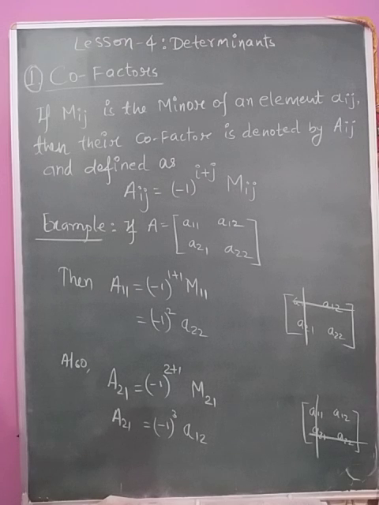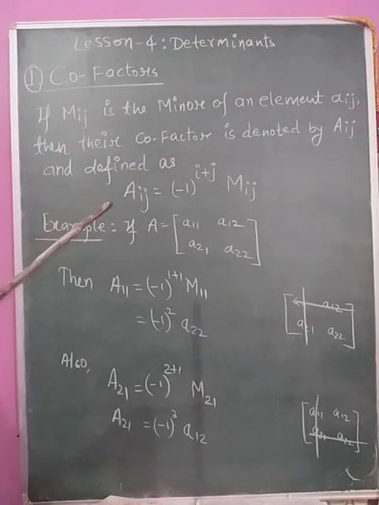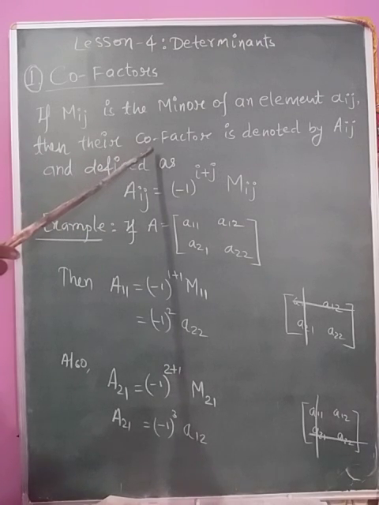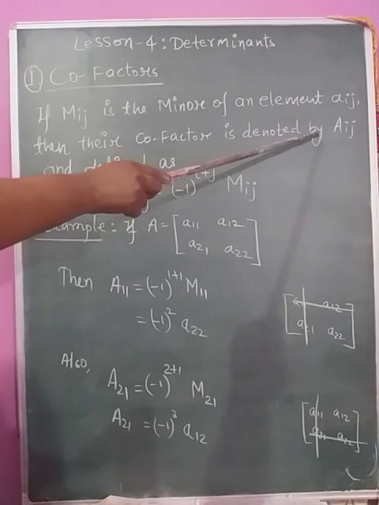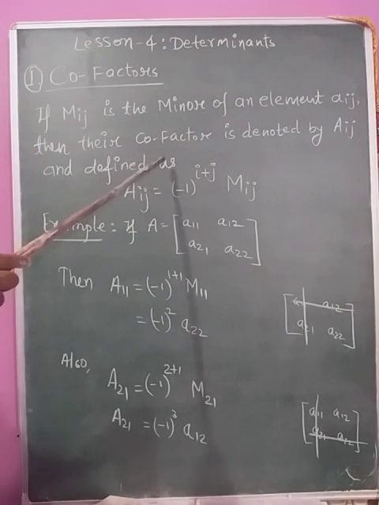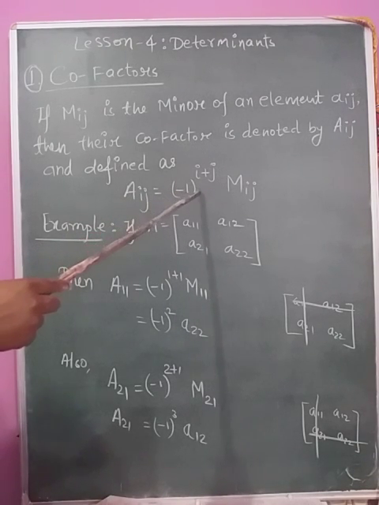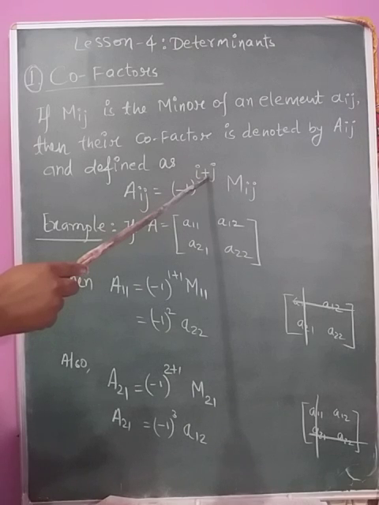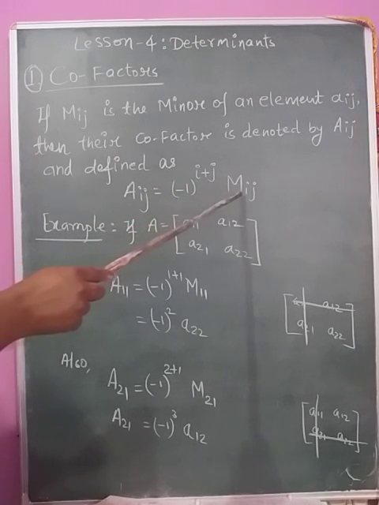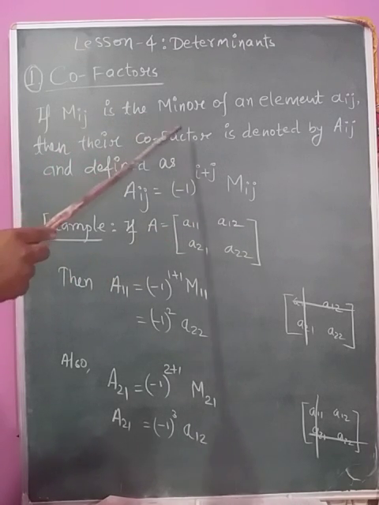सबसे पहले डेफिनेशन। If capital Mij is the minor of an element Aij, then their cofactor is denoted by capital Aij and defined as capital Aij is equal to minus 1 to the power i plus j capital Mij. Capital Mij is the minor of that element.